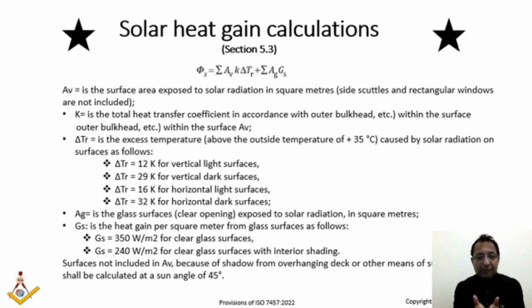Again, here also you can see the GS, that is the heat gain per square meter of glass surface, is mentioned. It gives how much value for the clear glass, and what interior shading is to be considered. Normally go for the 350, being a conservative one. It is also mentioned that the surface is not included in AV because of the shadow from overhanging treatments, to calculate at a solar angle of 45 degrees. So everything is clearly mentioned. Just put in your values and arrive at the solar gain calculations.